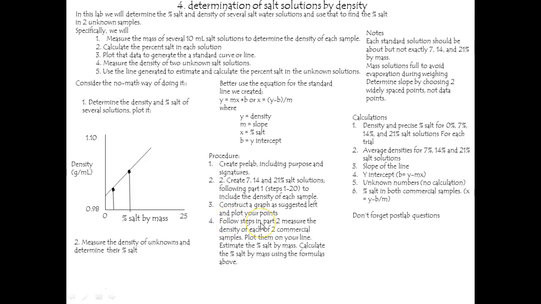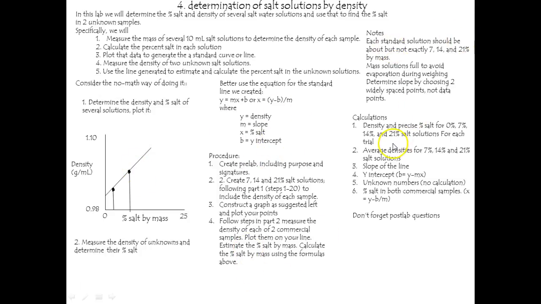We'll then follow the steps in part 2 to measure the density of some unknown samples, in this case 2 commercial samples. You'll measure their densities, so that you could see how you could at that point plot them on a line and have a good estimate of the percent salt by mass now that we have our standard line. But doing it a better way would be to solve for the percent salt, which is x, and here it is rearranged, so we should be able to do it more precisely, and that is part of the calculations.